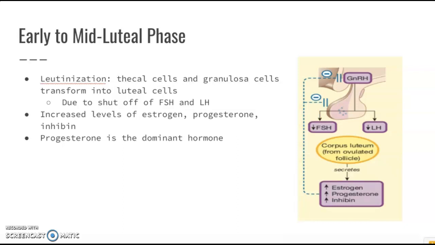And gonadotropin, or LH and FSH, levels are diminished, and the gonadotropin secretion remains shut down throughout most of the luteal phase. And then under the influence of progesterone, which is the dominant hormone in this phase, the endometrium continues to prepare for pregnancy and becomes a secretory structure, which helps to develop the placenta, and also thickening of the cervical mucus creates a plug that blocks the cervical opening.